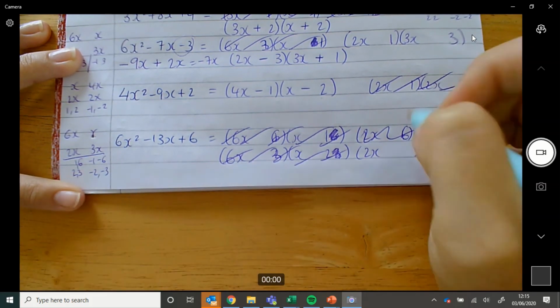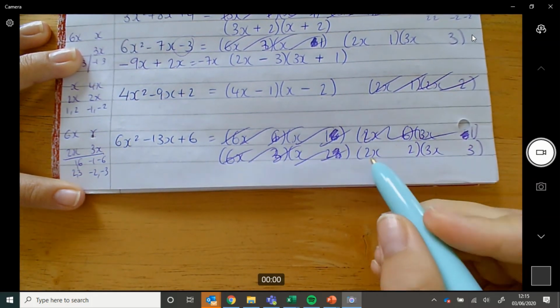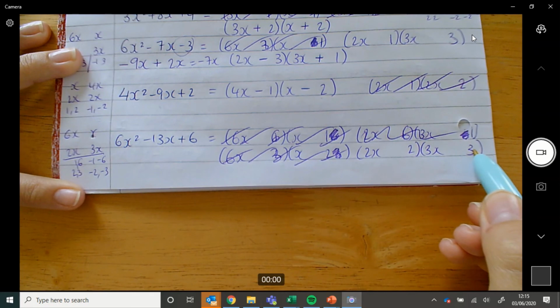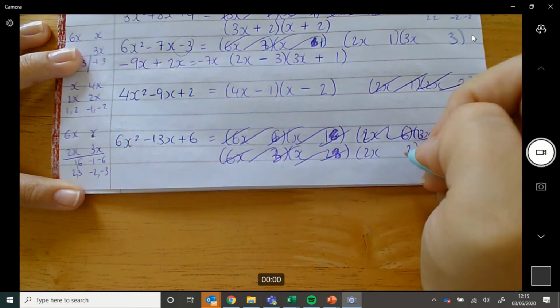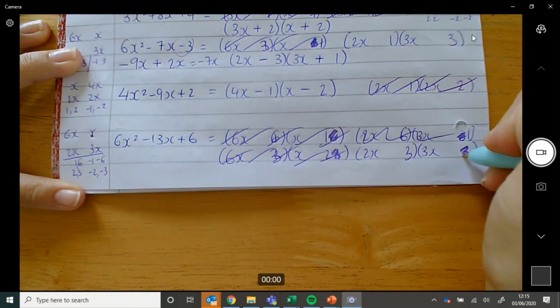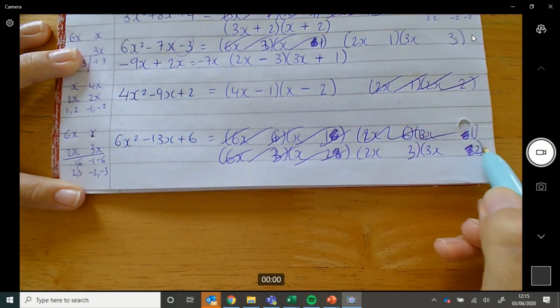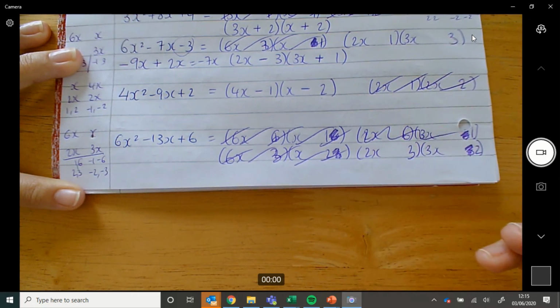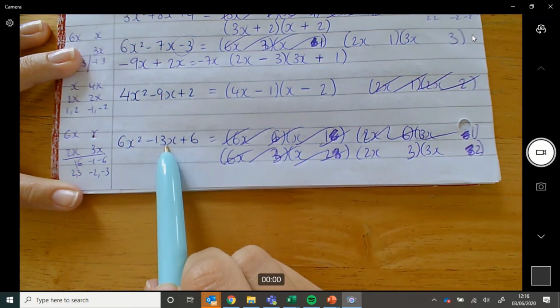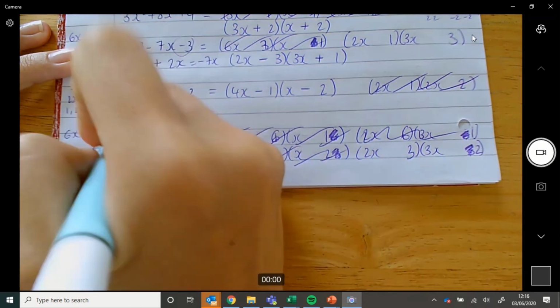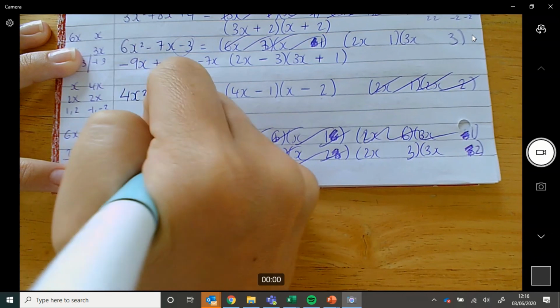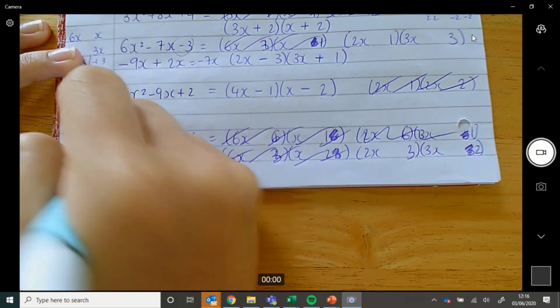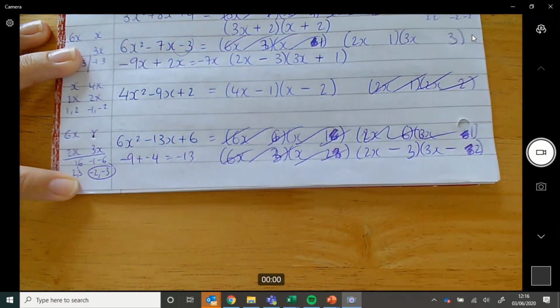So this time it's going to be a 2 in this box, a 3 in this box. 2 times 3 is 6, 3 times 2 is 6, doesn't work, so let's swap them around. 2 times 2 is 4, 3 times 3 is 9, 4 and 9 do make 13. They both have to be negative. Negative 9 and negative 4 gives me negative 13, and that's going to come from the negative 2 and the negative 3.